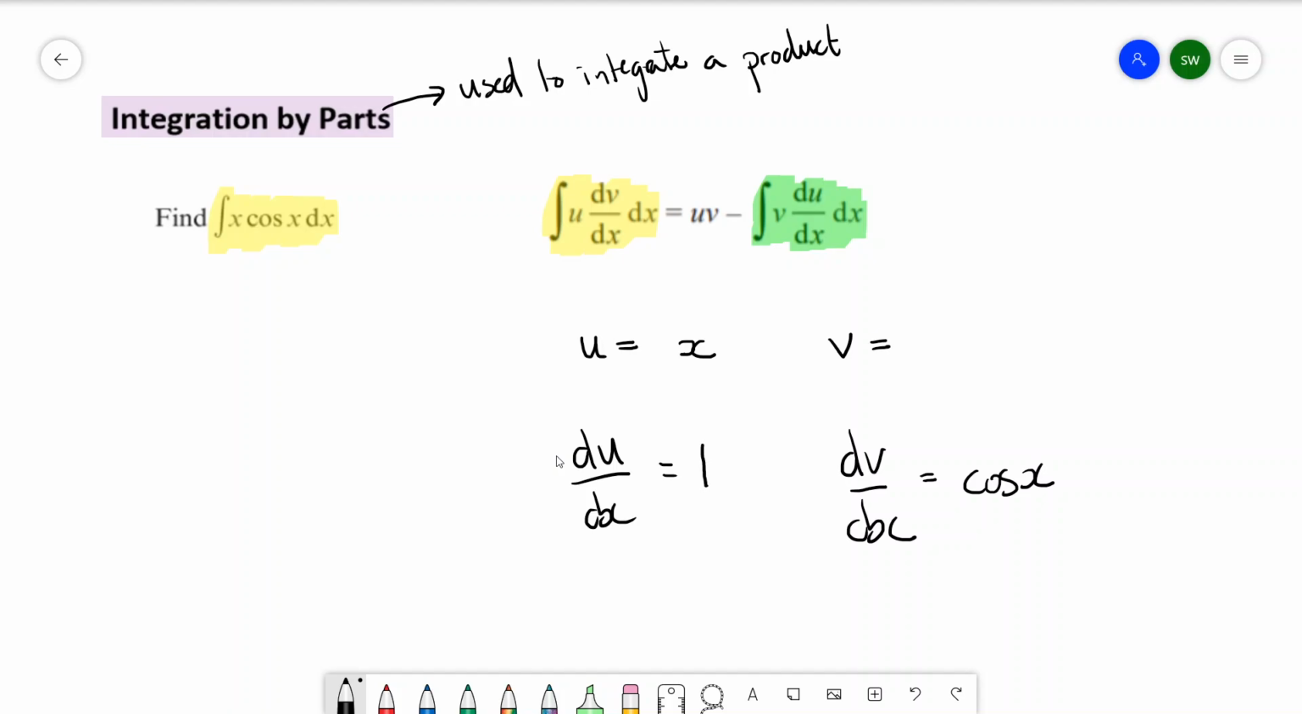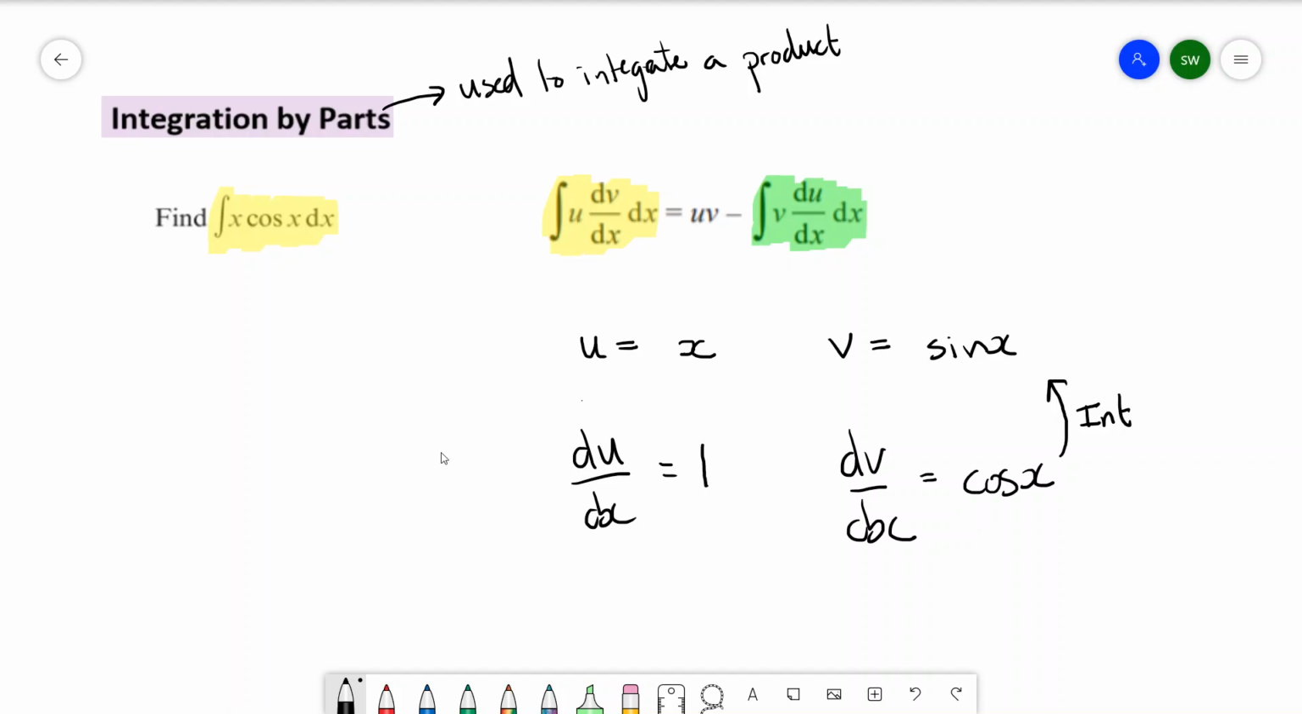Let's check that we can integrate this green integral. We know that dv by dx needs to be cos x. To find v, we do the opposite of differentiation, which is integration. The integral of cos x is sin x, and you can check that when you differentiate sin x, you do get cos x. The key thing to check before you use this formula is that we can integrate v times du by dx. In this case, v times du by dx will just be sin x, which we know how to integrate. So that means we've got the order of u and dv by dx the correct way around.